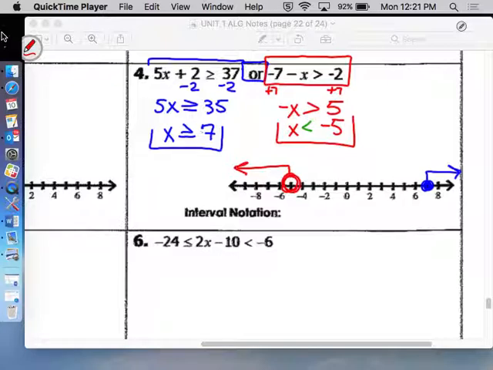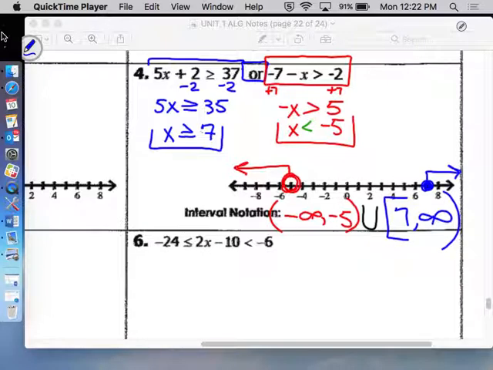Now to do the interval notation, I start with the left-hand side of the number line. I start with negative infinity, moving up to negative 5, and the soft bracket, and I union the set together with the set that starts at positive 7, going in the direction of positive infinity. This gets a hard bracket because of the solid circle.